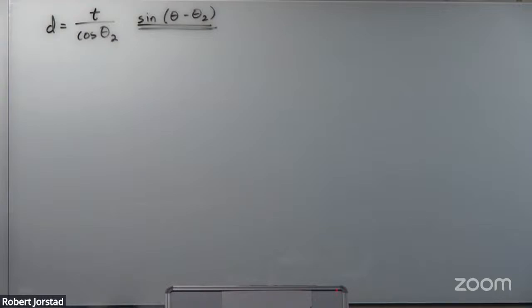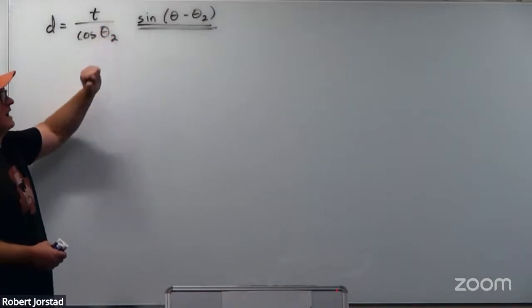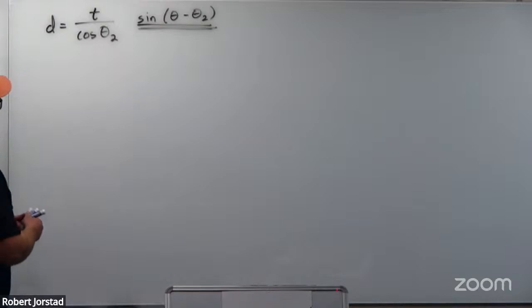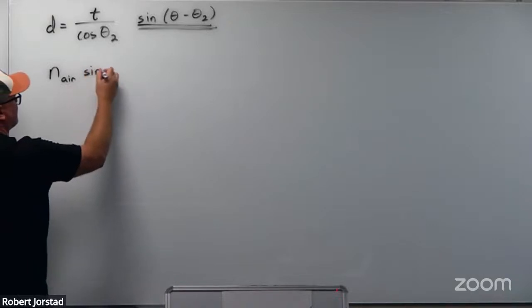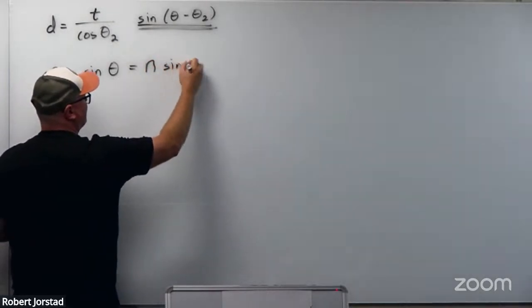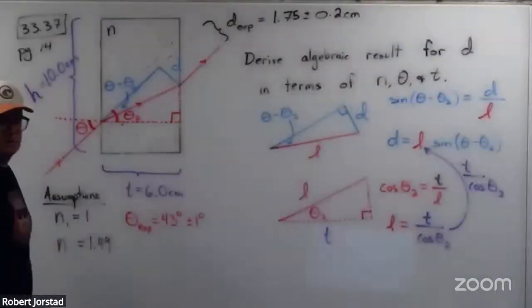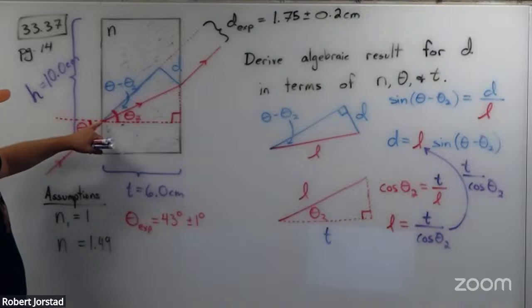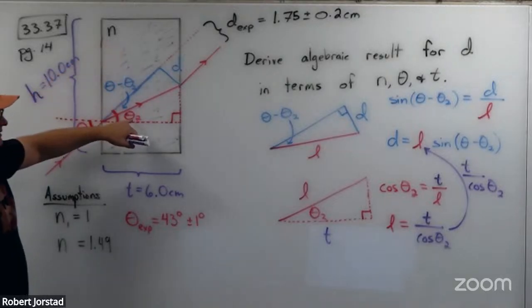All right, so now remember, we're trying to eliminate theta 2. We're trying to get this entire thing in terms of theta, T, and the other variable n. So I'm going to remind ourselves that n air sine theta was equal to n in the plastic sine theta 2. If you don't remember where that comes from, let me go back here. Right, that's Snell's law at this interface. n air sine theta should equal n2, which is n, sine theta 2. So let's go back.